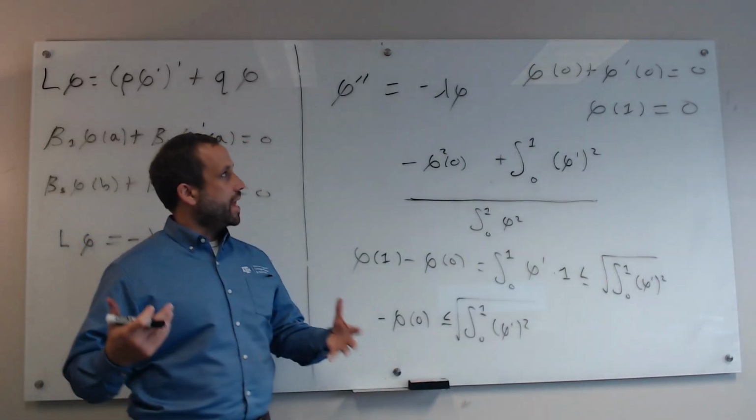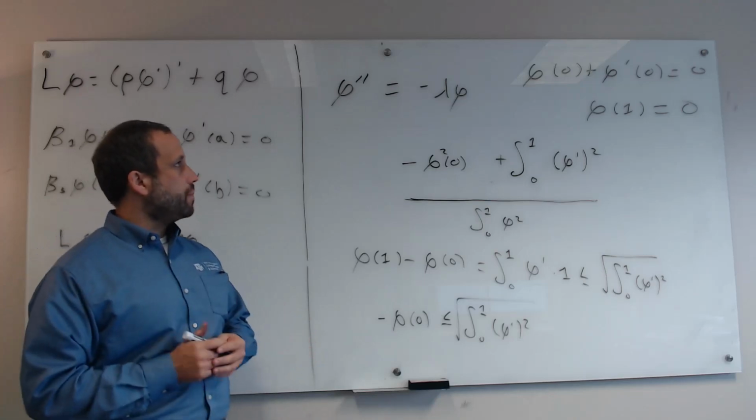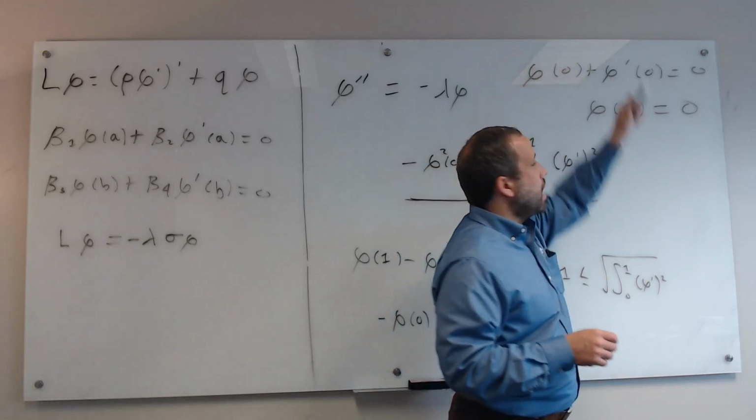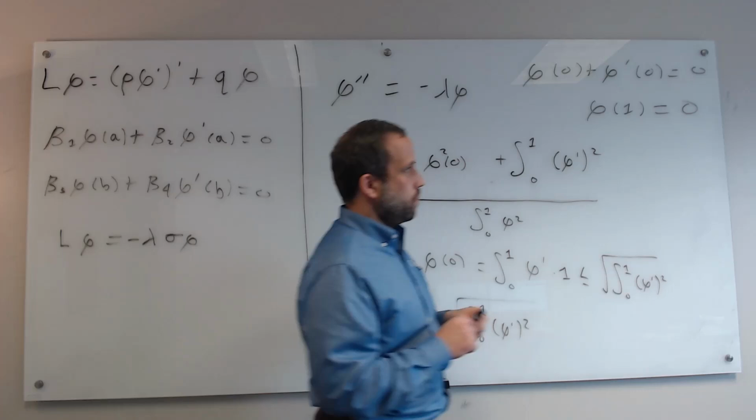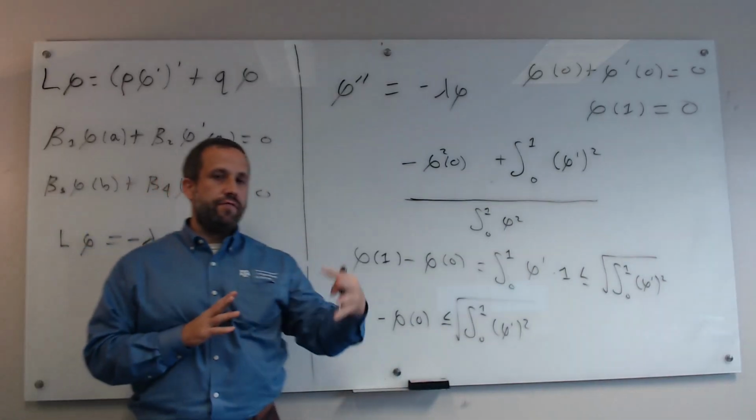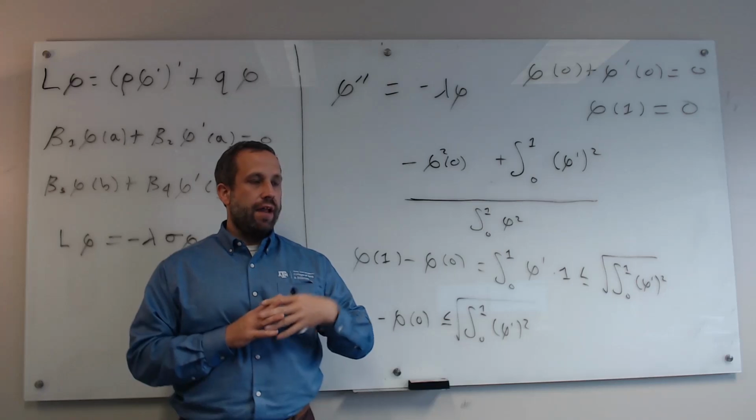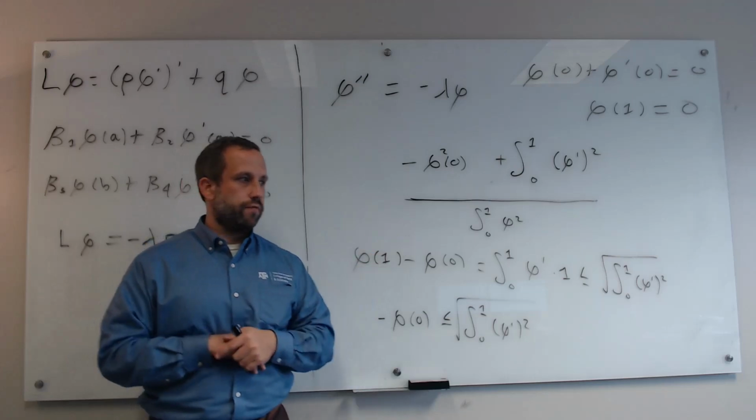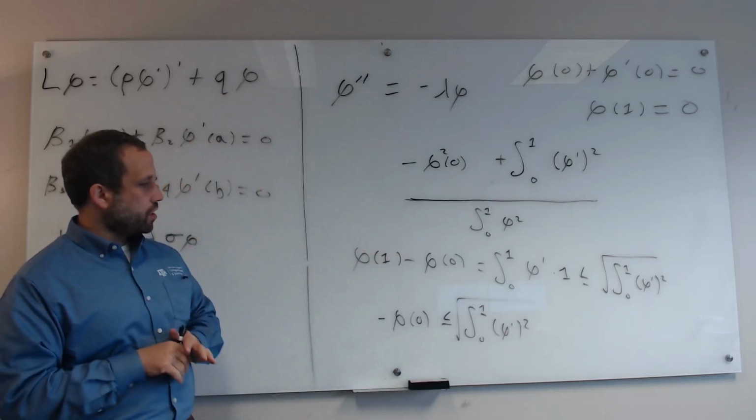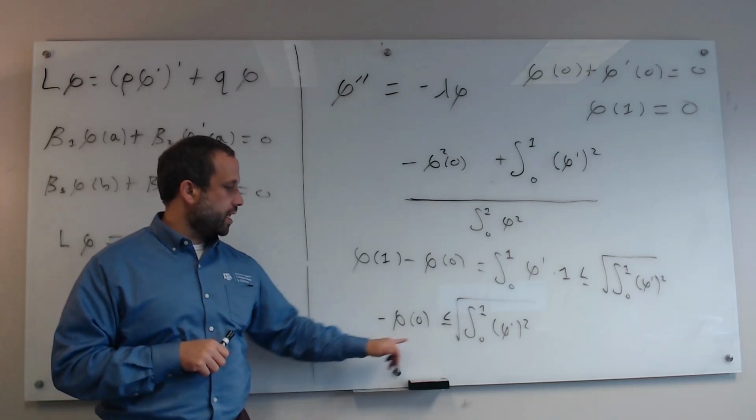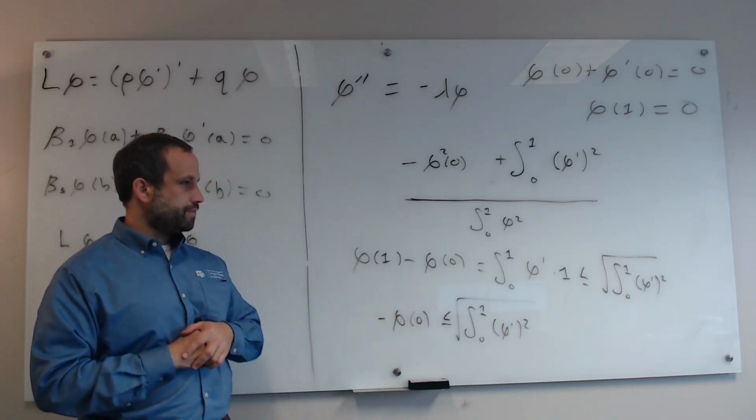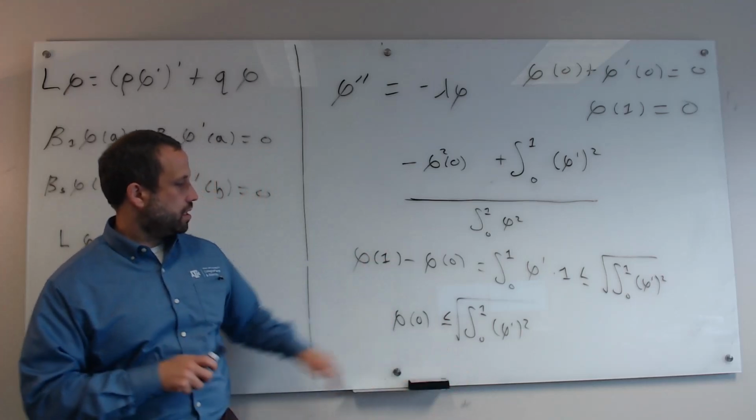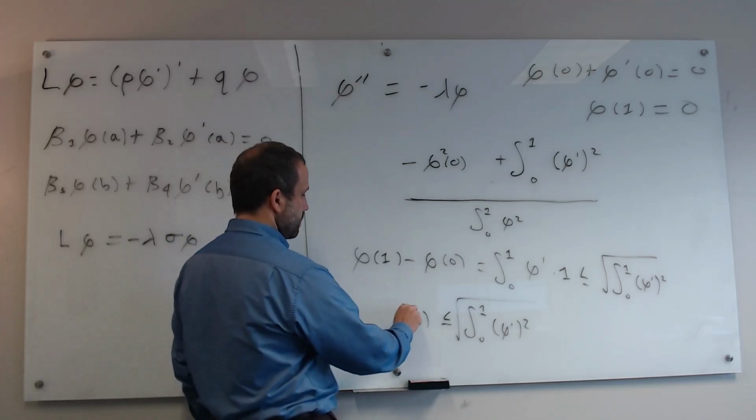In addition, it can't be equal to 0. So phi of 0 can't be equal to 0, because if phi of 0 is equal to 0, that would go away, and that would imply phi prime of 0 is equal to 0. Well, if you have an ordinary differential equation, and phi of 0 is 0, and phi prime of 0 is 0, this implies that it's the trivial function if it's a second order differential equation. So in other words, if phi of 0 is negative, then the left-hand side is positive. So I've got a positive thing here, a positive thing here. If I square it, I'm going to maintain the same inequality.